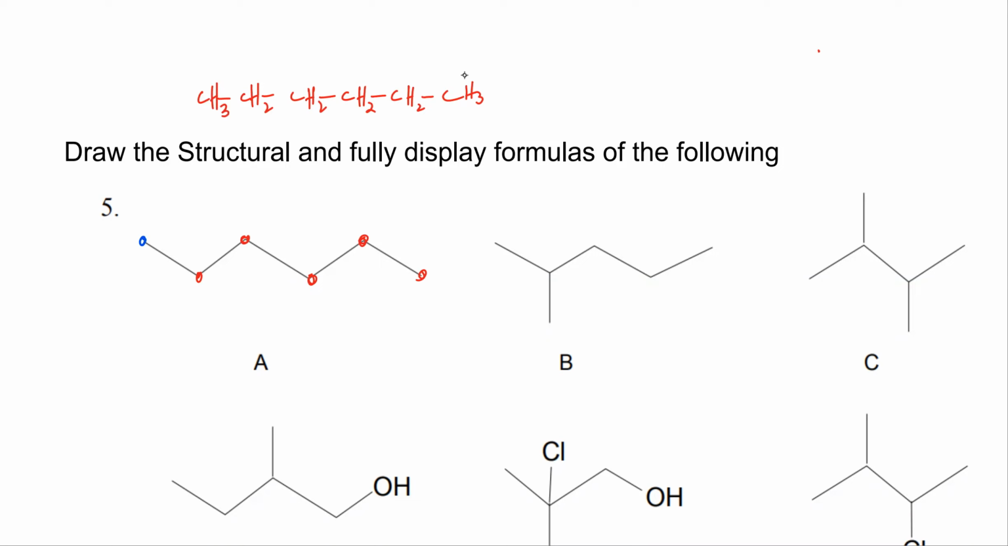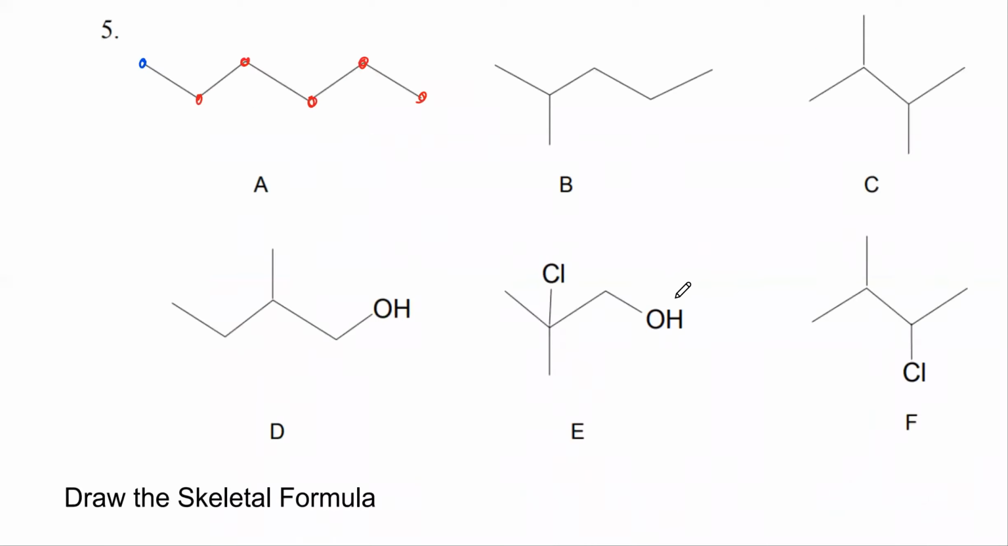Yes? Sir, you told us, could there be nitrogen inside this? No. If there was a functional group or anything apart from a carbon chain, then they would show that. So if you have an OH, they show that there's an OH. Is that clear?